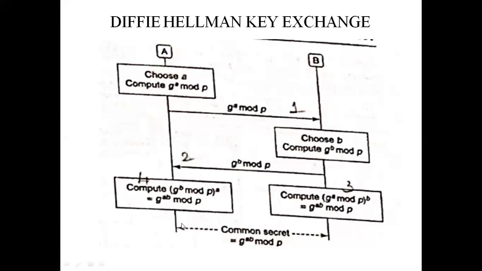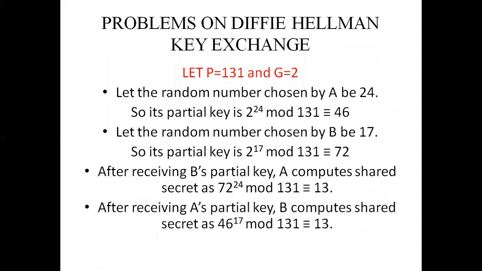So both A and B will have the secret key G^ab mod P. They are going to share this common secret key. So this is what the Diffie-Hellman key exchange is about. So let us solve a problem on this Diffie-Hellman key exchange.